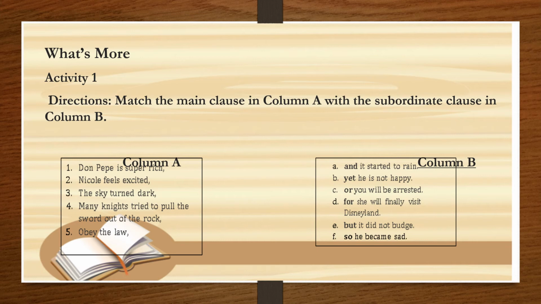For column B, letter A, and it started to rain. Letter B, yet he is not happy. Letter C, or you will be arrested. Letter D, for she will finally visit Disneyland. Letter E, but it did not budge. And letter F, so he became sad.